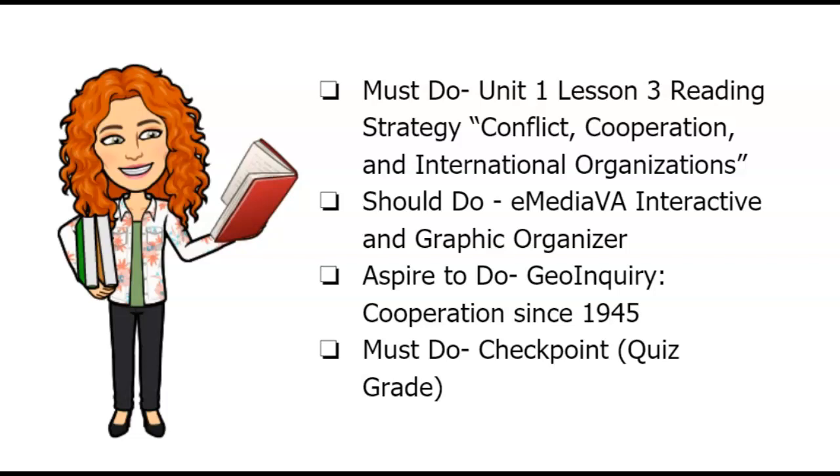If you are working rather quickly and you've completed your must do's and that should do, you could go on to complete this geo inquiry. And it just looks at these different supranational organizations and how political divisions have functioned and worked together since 1945, which is after the end of World War II. You must do the checkpoint, and that is a quiz grade, and that will be in quizzes. So when you go to the back of the room to the checkpoint center, when you look in the envelope, you will see the code for the quizzes, and you'll need that to complete your checkpoint for Unit 1, Lesson 3.